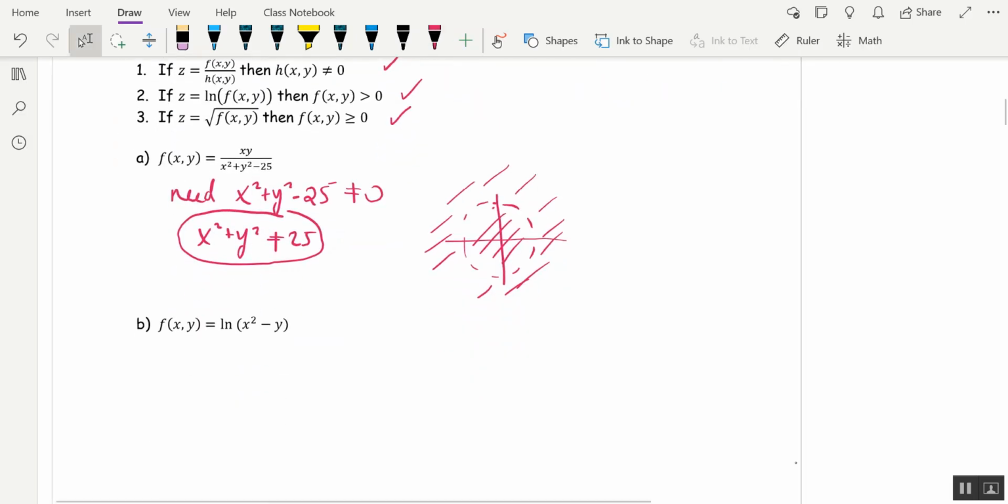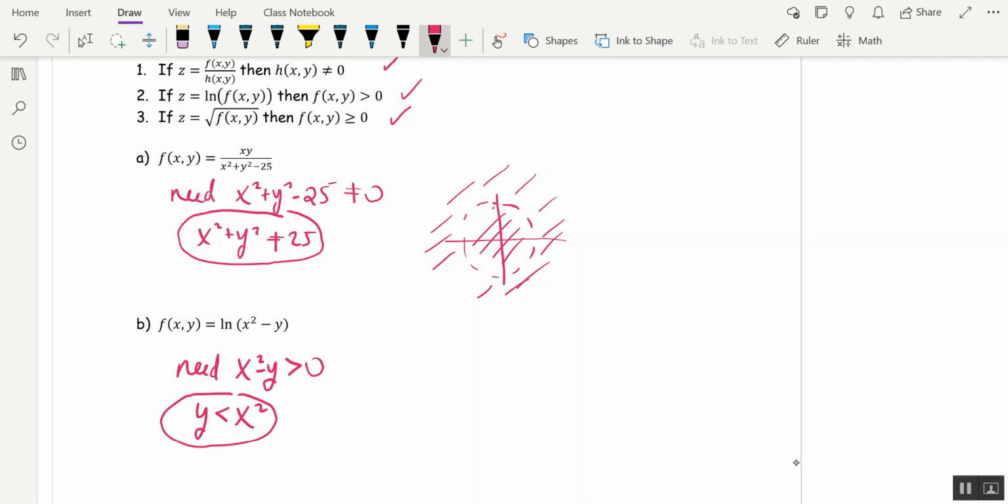Okay, next one, we're taking a logarithm here. So we need the argument x squared minus y to be strictly greater than 0. And that's y strictly less than x squared. So that describes the domain as an inequality. And now let's graph that. Y equals x squared is a parabola. And again, I'm using a dotted line here because the points y equals x squared are not in the domain. The only points in the domain are the y's strictly less than x squared. So that would be these points down here.